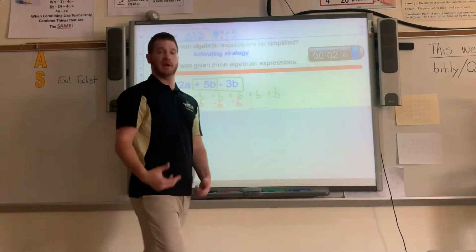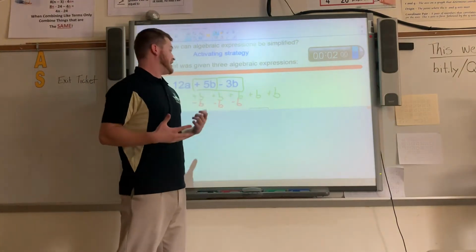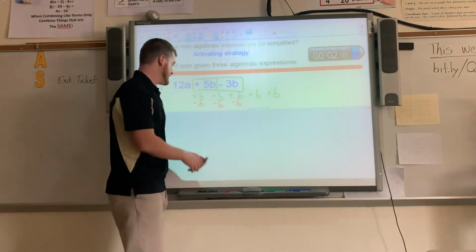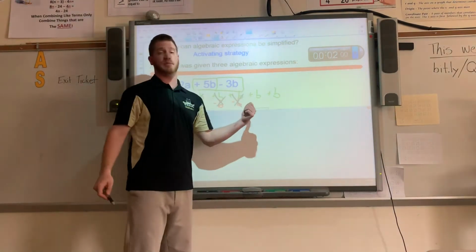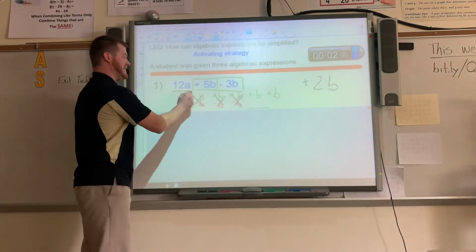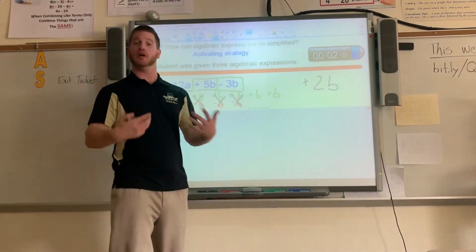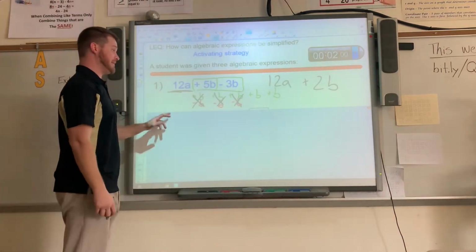Remember our zero pairs. Whenever you have a positive and a negative of the same like term, they will cancel out. So that would zero out, that would zero out, that would zero out, leaving a positive 2b, which will be in our final answer. And since the 12a is by itself and can't combine with anything else, that will also be in our final answer. So this first one would be 12a plus 2b.